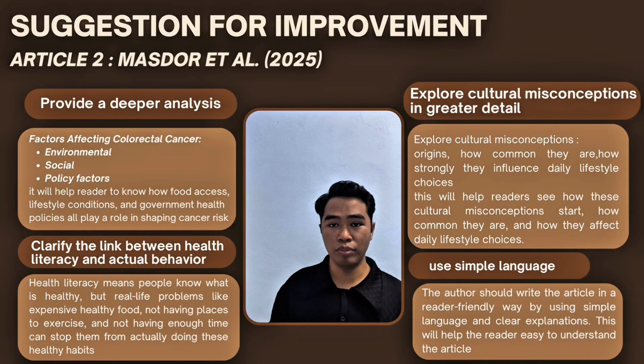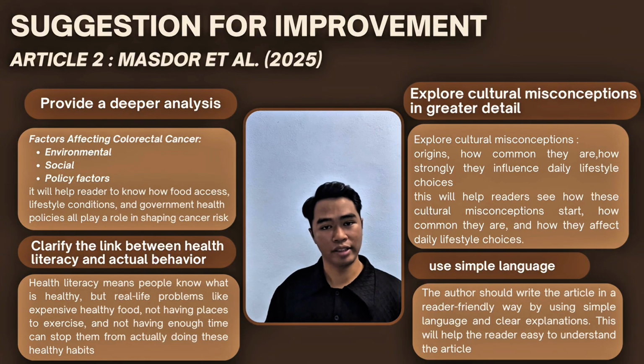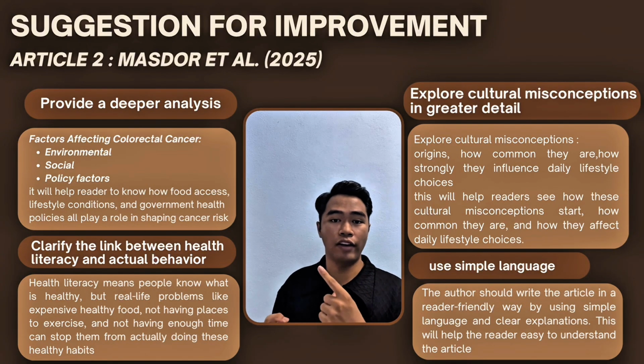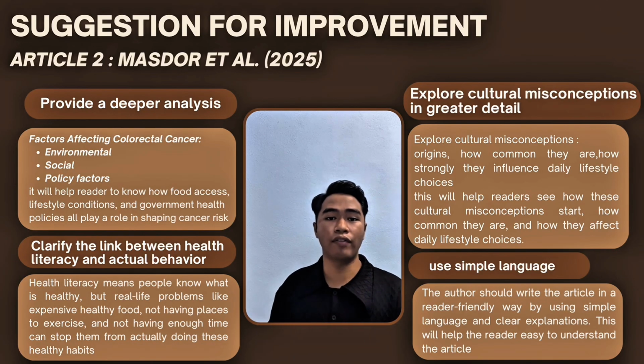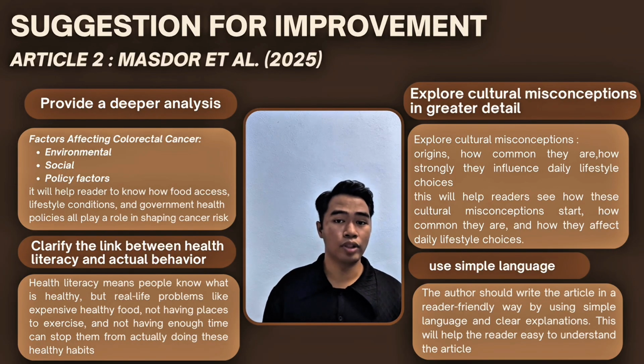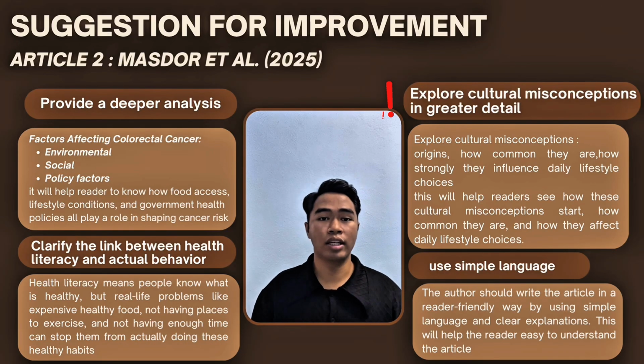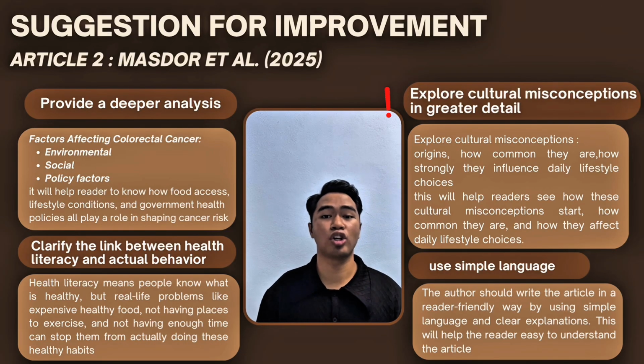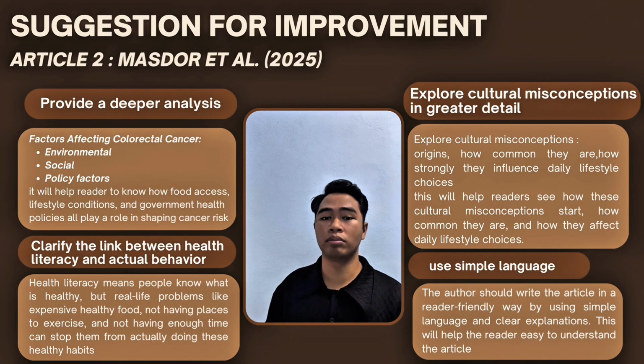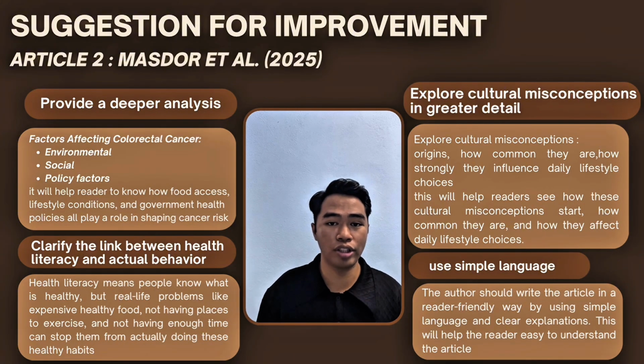Health literacy means people know what is healthy, but real-life problems like expensive healthy food, not having a place to exercise, and not having enough time can prevent them from doing these healthy habits. The third one is to explore cultural misconceptions in greater detail. It explains how common they are and how strongly they influence daily lifestyle choices.